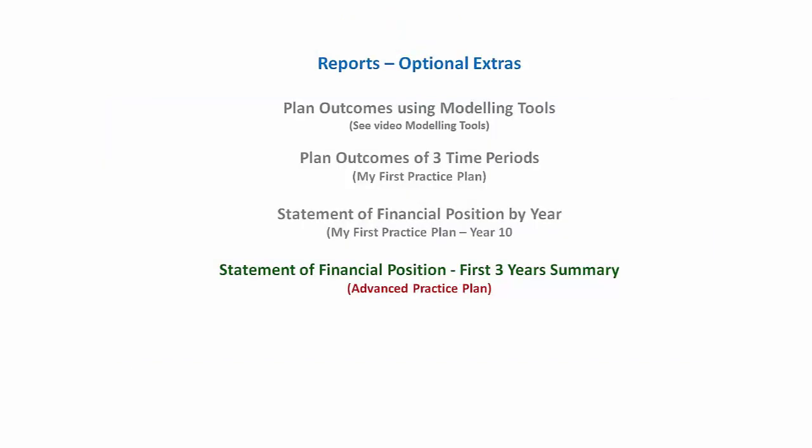The final set of reports are called optional extras, each of which have a very special purpose. The reports are plan outcomes using modelling tools, which will be discussed in the video for how to use modelling tools. Plan outcomes for 3 time periods. This was previously called the progress report, and you may on occasion see reference to this term. Statement of financial position by year, in this case year 10 has been chosen. Statement of financial position, first 3 years summary.